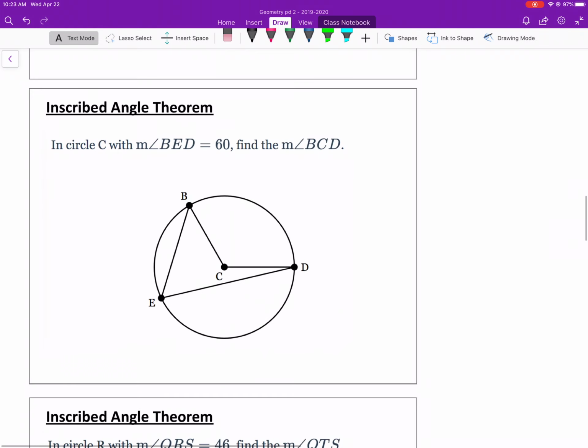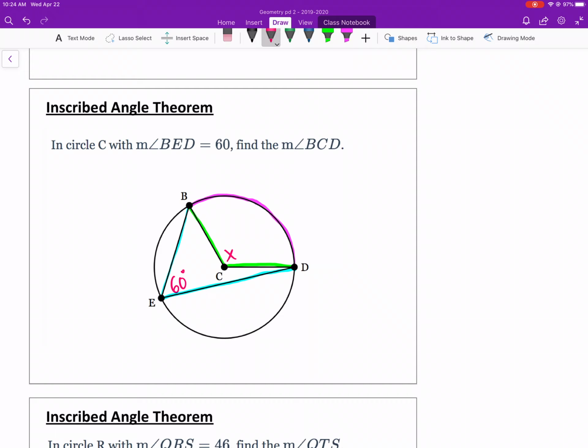Alright, moving on. So now we're in the inscribed angle theorem section of Delta Math. Encircle C with the measure of angle BED equal to 60. Find the measure of angle BCD. So this is where the central angle, which is X, and the inscribed angle, 60, intercept the same arc. So you see how 60 opens up and hits arc BD, and X opens up and actually hits that exact same arc. So the intercepted arc in both cases is BD.